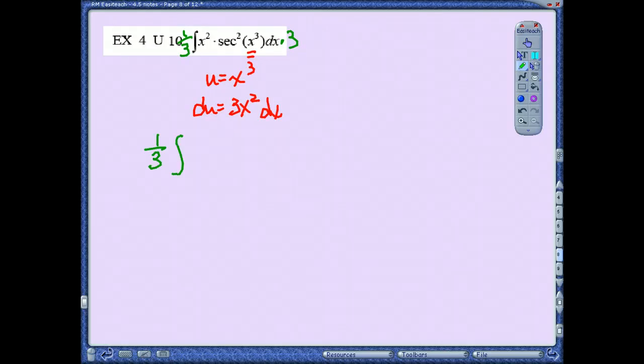Look at this cleanup job. Okay, the x squared times dx times 3, that's all du. Secant squared of x cubed, well, x cubed is u. So this nasty problem that was very confusing has become quite pleasant. So the integral of secant squared is tangent plus c. Don't forget your plus c's. Also, don't forget to substitute out.